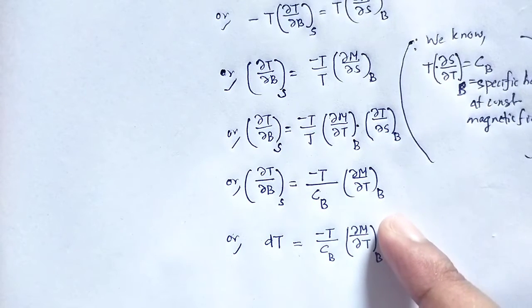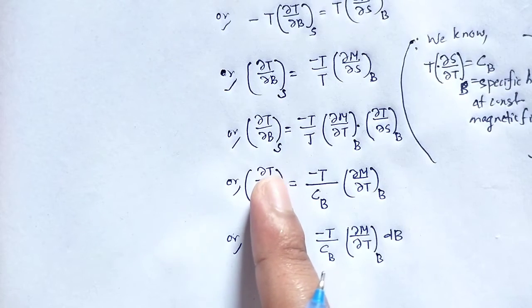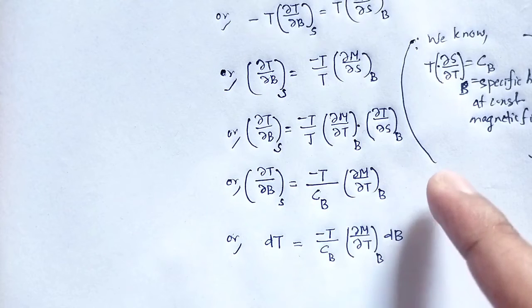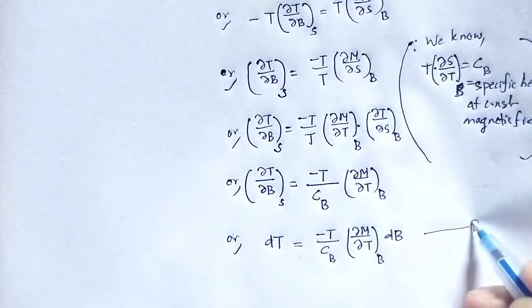That above equation gives the rate of change of temperature with the change of magnetic field in an adiabatic process. So here we have to take this as equation number 1.